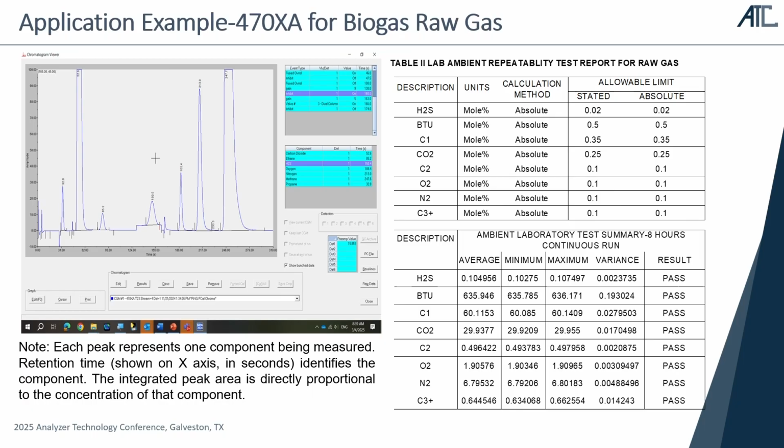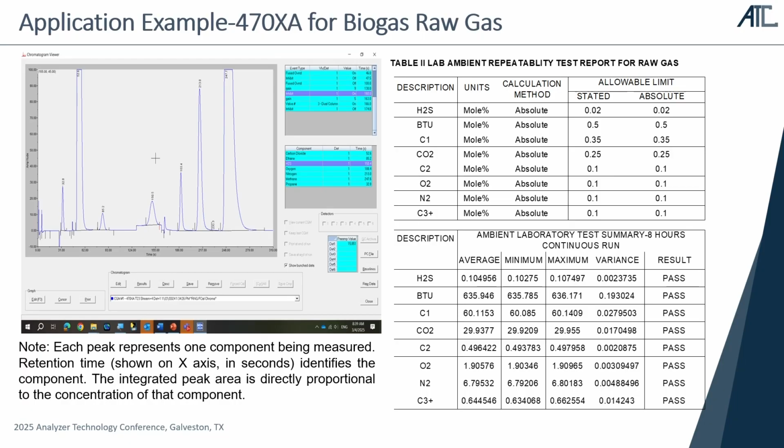After the 8 hours run, we recorded the variance was 0.002. The limit is 0.02, so it's 10 times smaller than the limit. So obviously it passed, right? So let's look at the C1, methane. That's the key component in the raw gas.